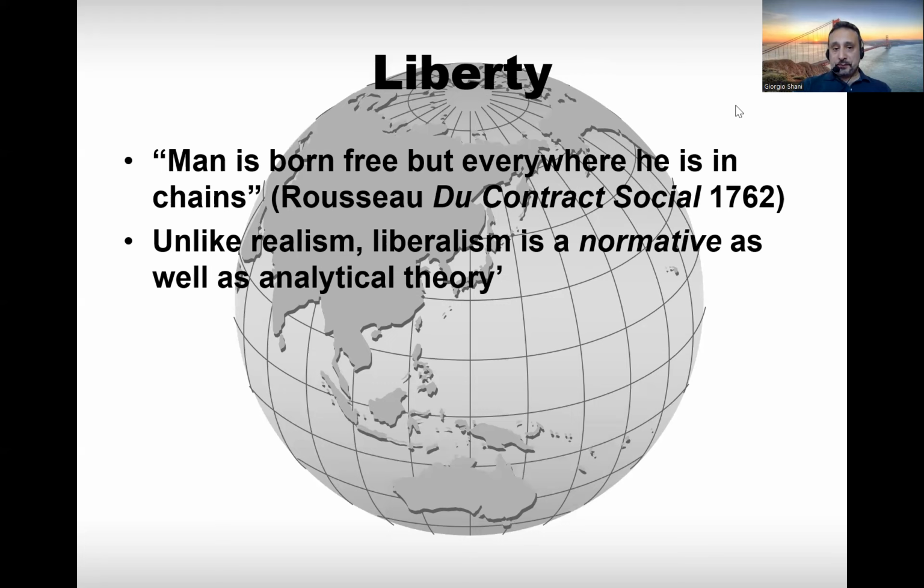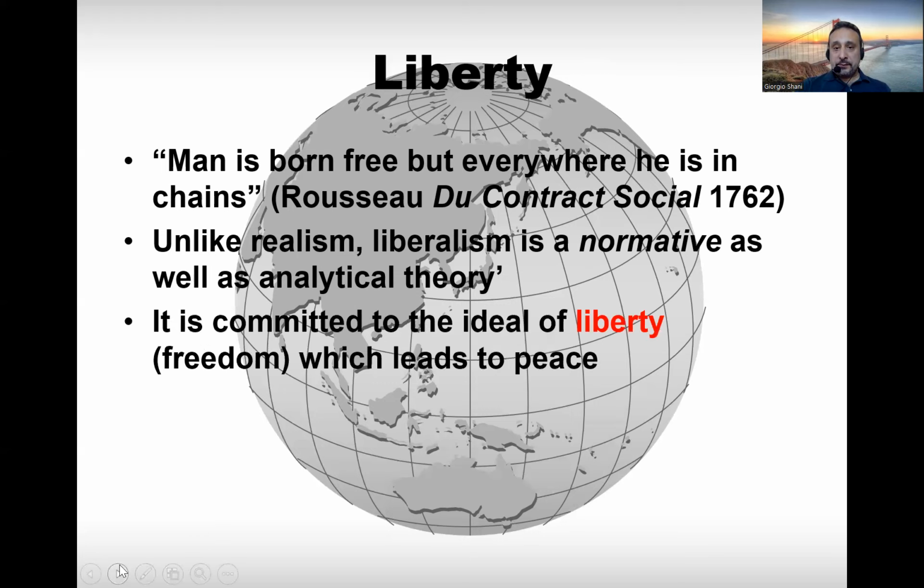So in this sense, liberalism can be seen as a project. It is committed to the idea of liberty, which liberals believe leads to peace. So liberty, meaning freedom, is the best guarantee of peace and security. If people are free, then they're likely to be peaceful.